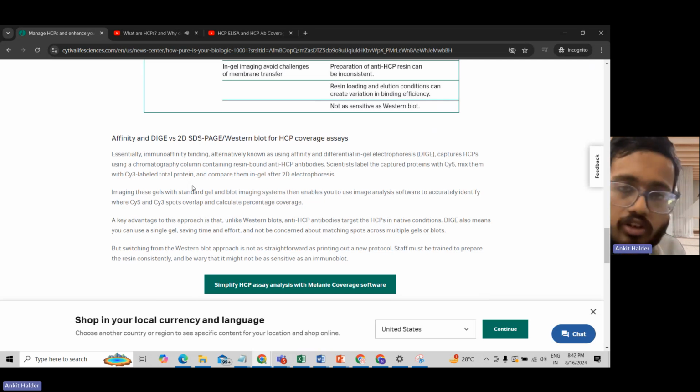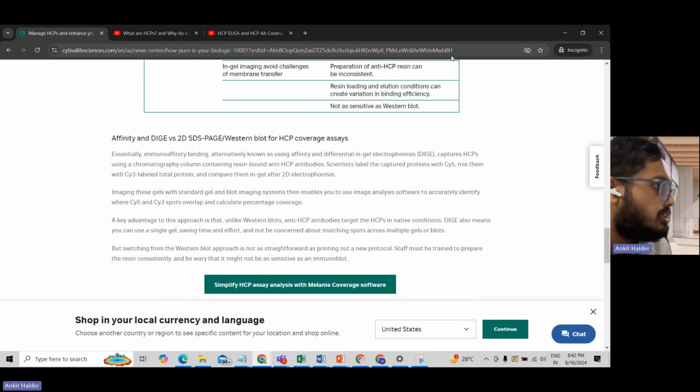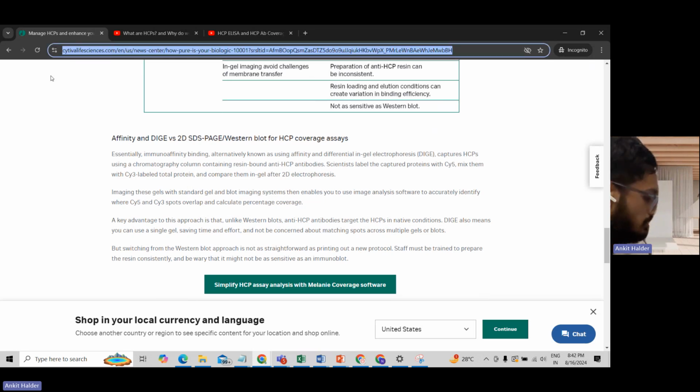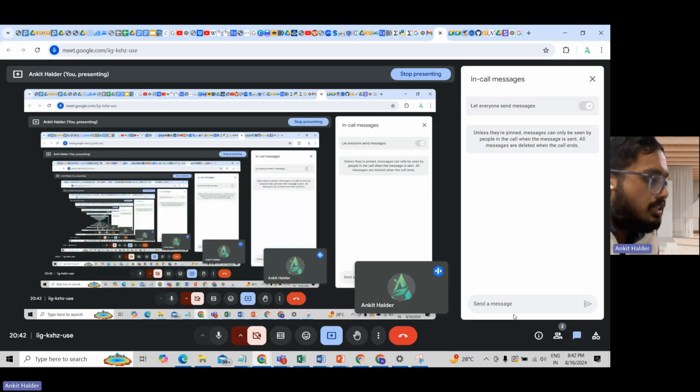SPS page with blot for HCP coverage. So I can share this thing with the link for you all to go ahead and read it.